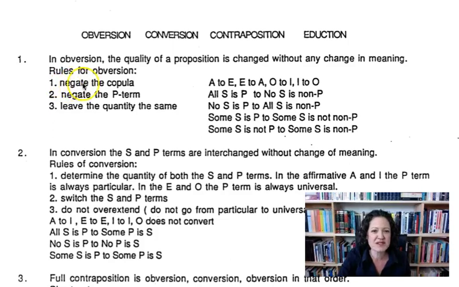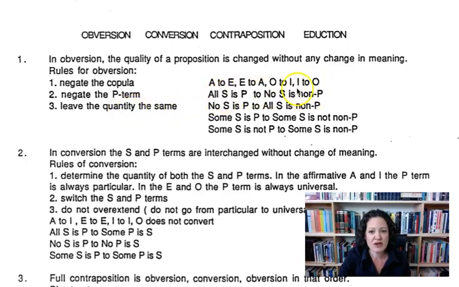The first rule is negate the copula. What's the copula? Is or is not. Remember, we have subject, copula, predicate. Then we negate the P term. What's the P term? The predicate term. So negate the copula, negate the P term, leave the quantity the same. How much? So if it's a universal, it stays a universal. If it's a particular, it stays a particular.